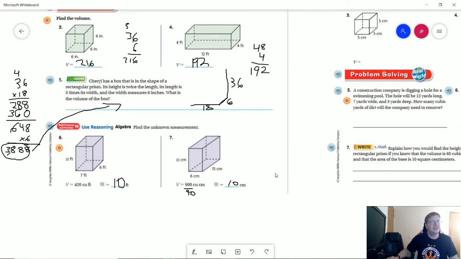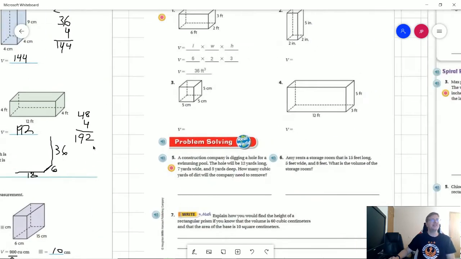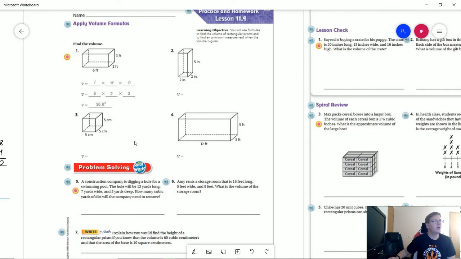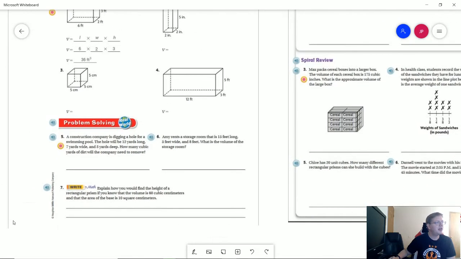So usually, at least for the moment right now, they are going to give you easier problems that look like that. So let's take a look at our homework real quick. For number 2, number 3, and number 4, all we're working with is just going ahead and multiplying our 3 numbers together. For number 5, we're going to do the same thing, but it's in word problem form. Same thing for number 6. Number 7, explain how you'd find the height of a rectangular prism if you know the volume is 60 cubic centimeters and that the area of the base is 10.